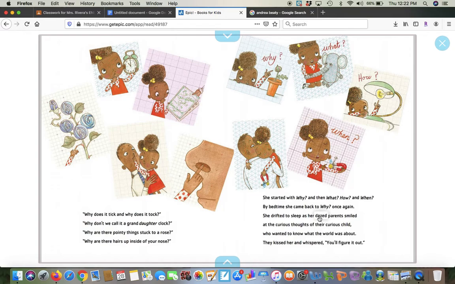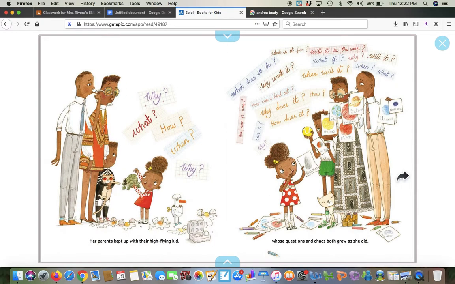She drifted to sleep as her dazed parents smiled at the curious thoughts of their curious child, who wanted to know what the world was about. They kissed her and whispered, "You'll figure it out." So she has a lot of questions. Her parents kept up with their high-flying kid, whose questions and chaos both grew as she did. So she wasn't talking, and now she's asking a ton of questions. She wants to know everything.